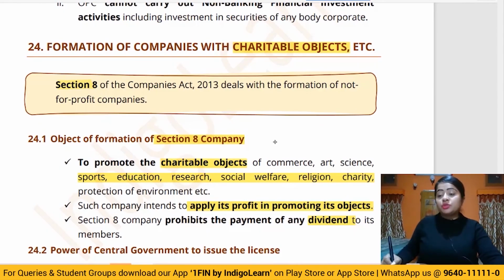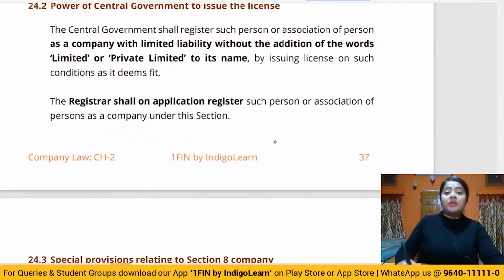Now, whenever somebody wants to create a Section 8 company, then in order to do that, they will have to take central government approval. Okay, so a license will have to be taken. A permission is going to be sought from the central government. A license is going to be taken from the side of the central government. Now, these companies do not have the word limited or private limited stated after their name. Generally, the words that are stated are association, foundation, institute, something like that, right?